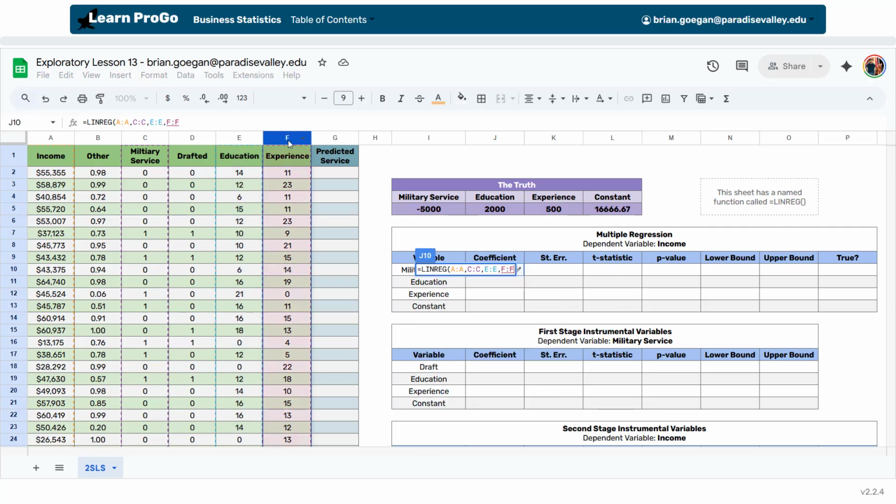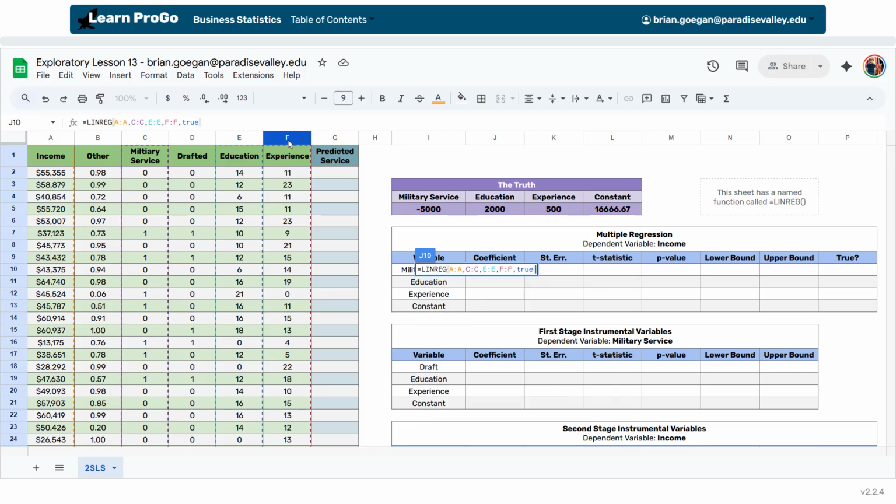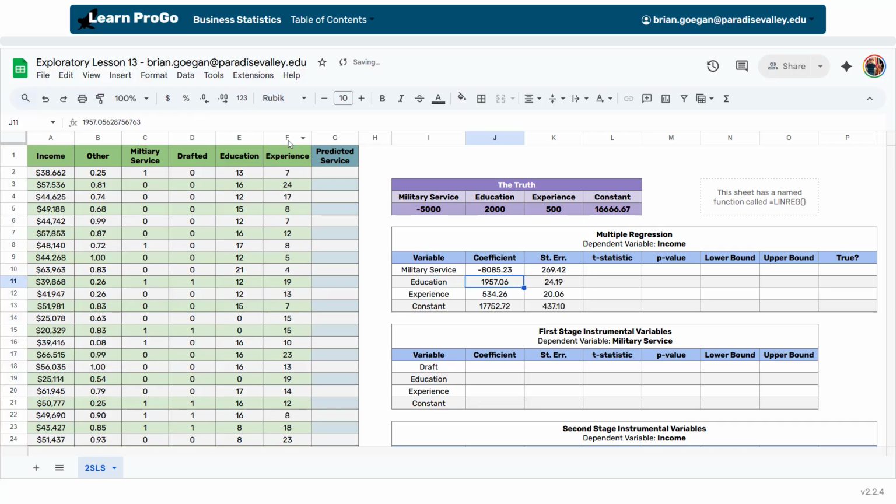I don't need to include a constant. It knows about the constant and is taking care of that for us. But I do need to tell it that the first row of my data is variable names. So I'm going to put true there and hit enter. And boom, here we have our coefficients for each of those things in the order that we put them in there, and then the standard error.